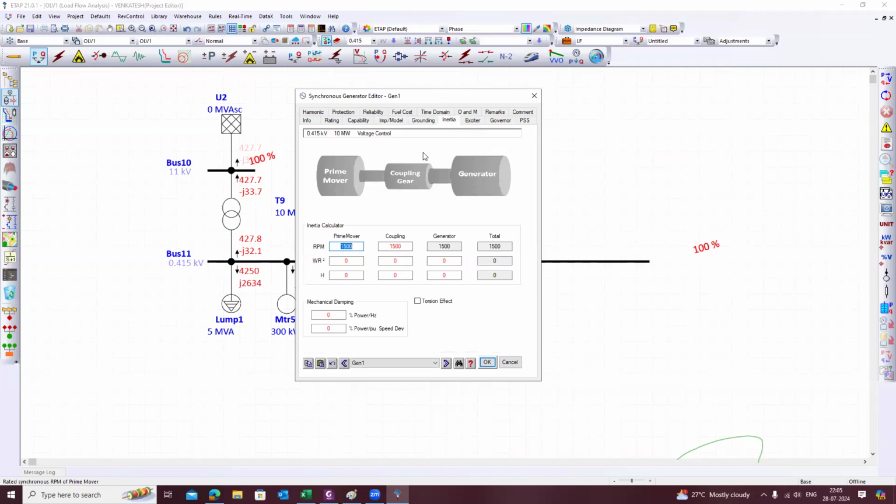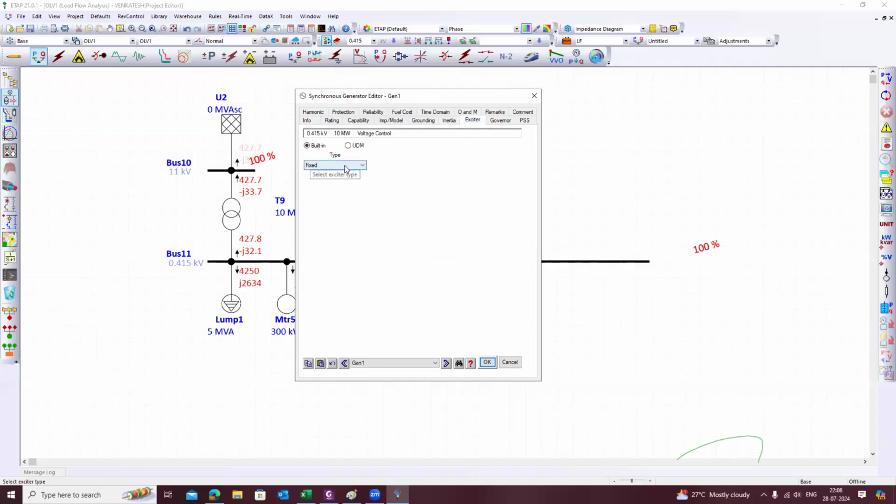Next is the inertia. This is also required for the transient study analysis. Here you enter the inertia constant of the prime mover, and the inertia constant of the coupling gear and the generator. All these values we will get from the generator manufacturer.